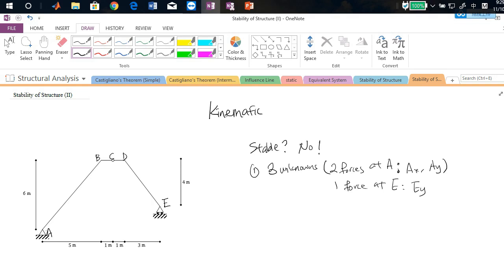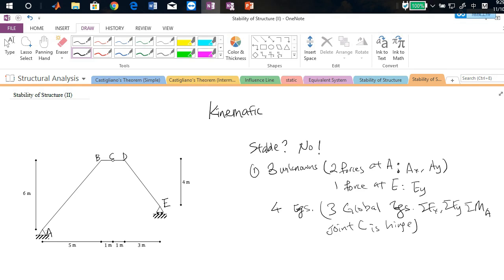But we have four equations. Why do we have four equations? Because for global equilibrium, we have three global equations: summation Fx, summation Fy, and taking a moment about a point, for example A. And we also have one additional equation at joint C. Joint C is a hinge, so if I cut this point, I don't have moment. If I take moment at this point, it is zero. I will have one additional equation from this free body diagram.